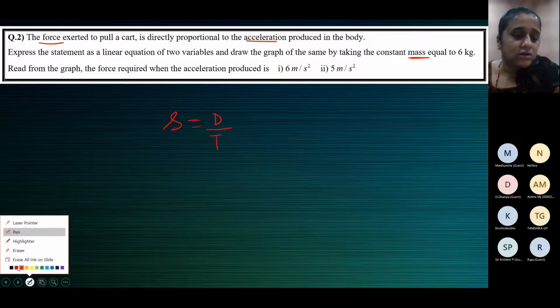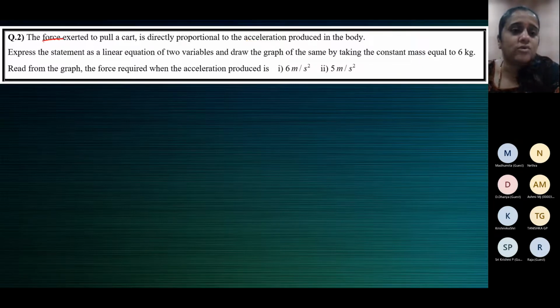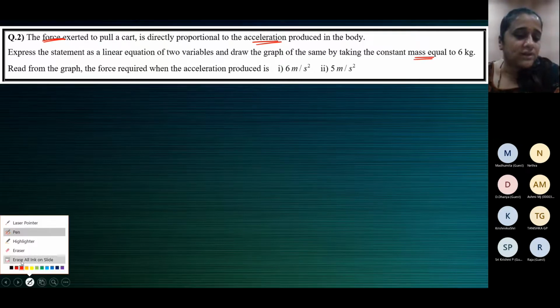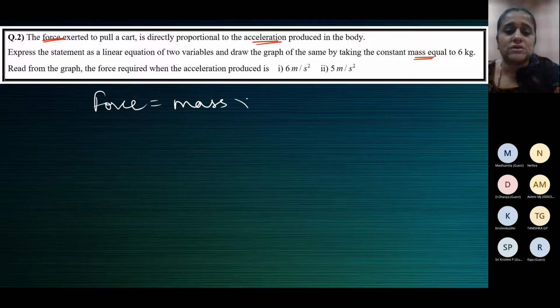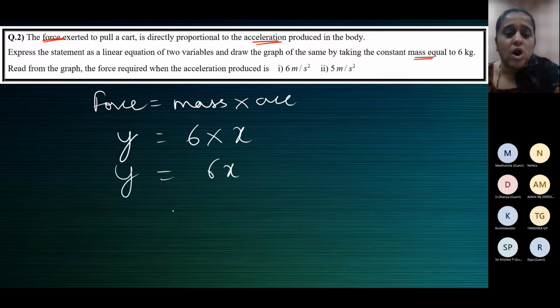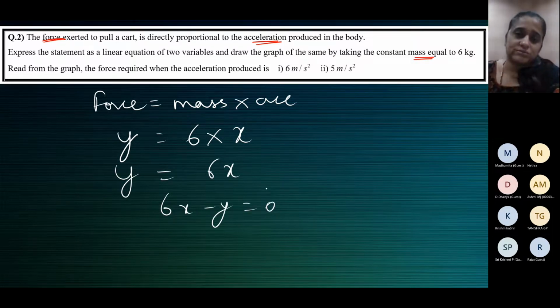So similarly here, we have these three quantities: force, acceleration, and mass. So this is the formula that connects all these three. Force is equal to mass into acceleration. They have given you the mass as 6 kgs. Take mass as 6 kgs. We don't know acceleration and force, so acceleration x, force y. So y is equal to 6x, or 6x minus y is equal to 0 is the required equation.